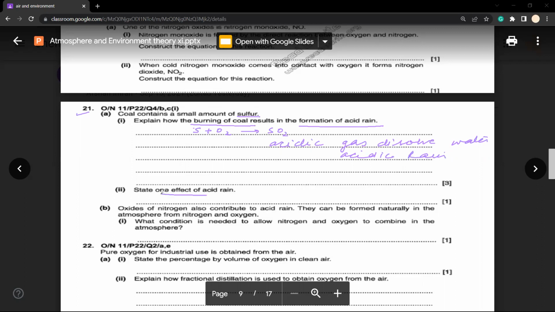One of the effects of the acid rain: you can write down the environmental effect. It can lead to lowering the pH of the soil or the water bodies, hence affecting the plants or the marine life.